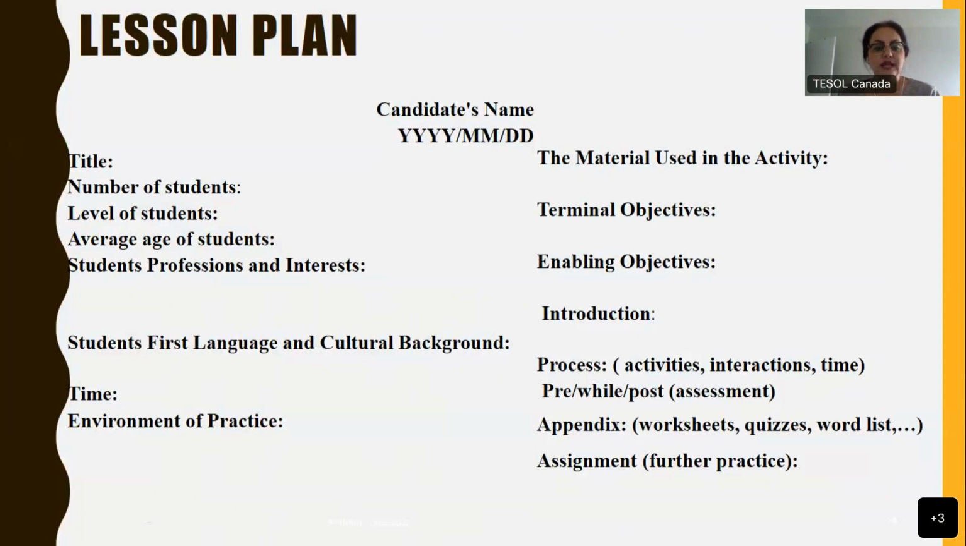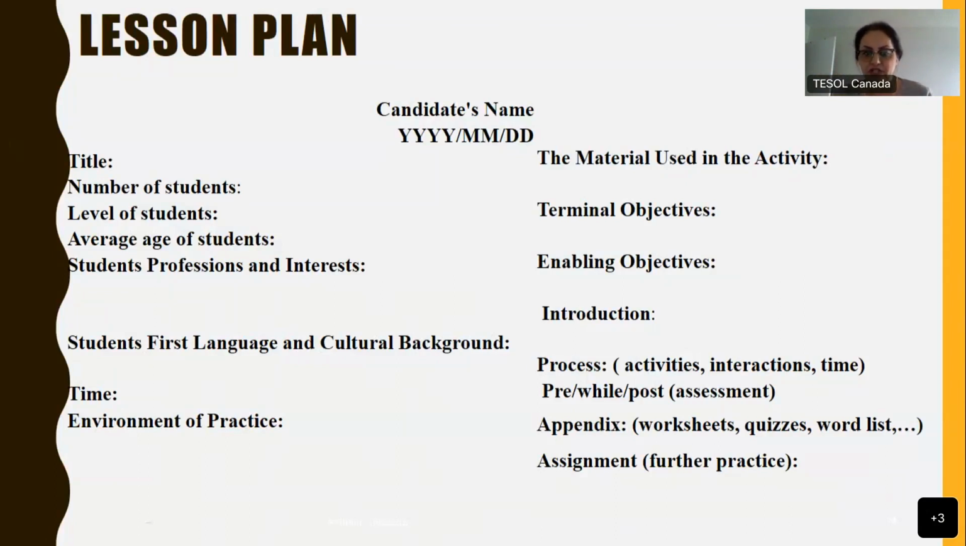Students' professions and interests. So they are college students, university students, businessmen and women, housewives, clerks. What do they like? They like watching TV, they like listening to music, they play sports. What about their interests? Why is it important? Because when you want to choose the activities, they should be based on their interests and their experience, you know?